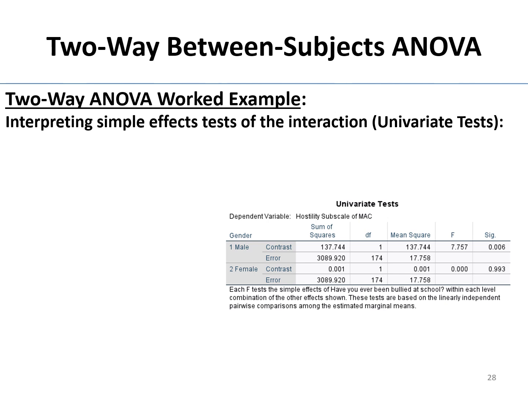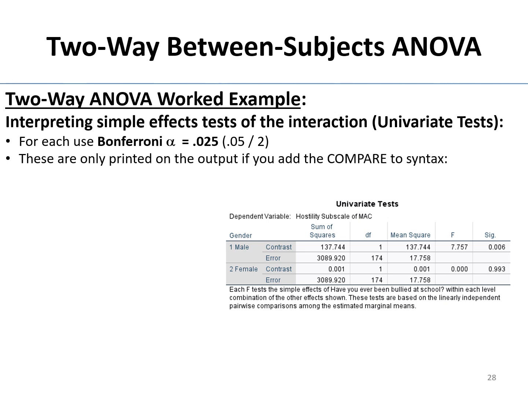Each F tests the simple effects of have you ever been bullied at school? Within each level combination of the other effects shown. Wow. So, good luck with that. That is a table note you'll notice in the APA example write-up you don't have to include. So, keep going. For each of these, make sure you use the Bonferroni corrected alpha level. In this case, the sig over there on the right is going to be less than 0.025. Again, these tests are only going to pop out if you hit syntax and add some code.